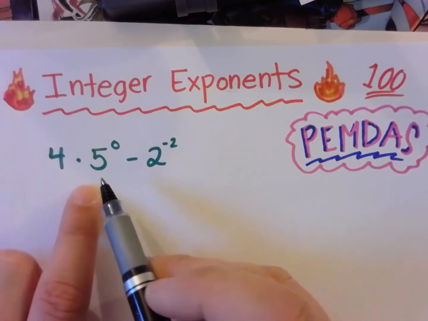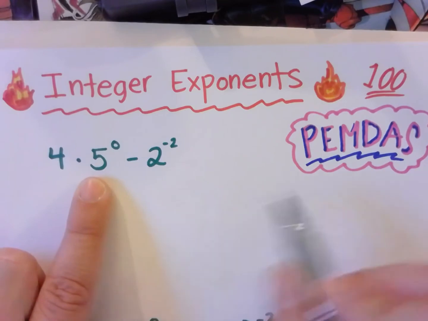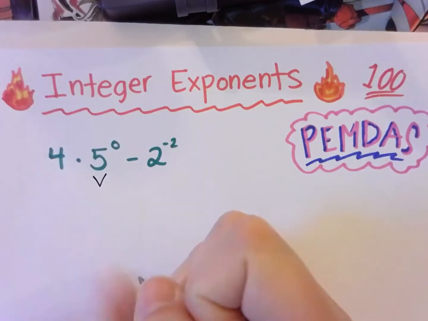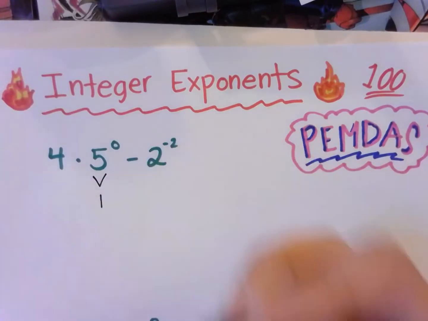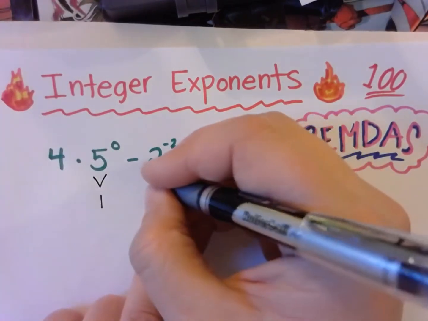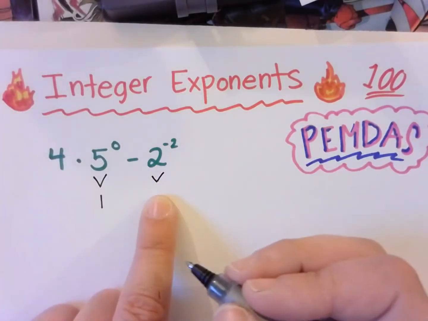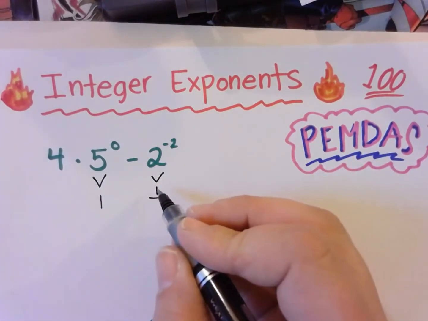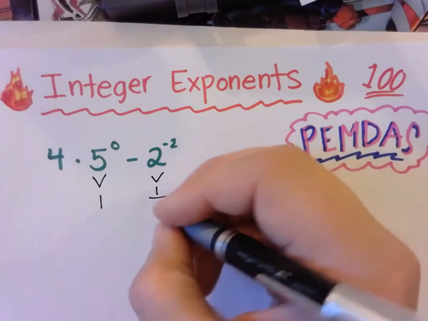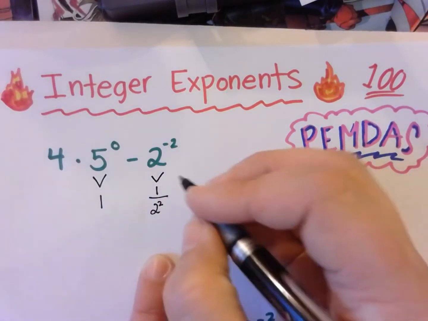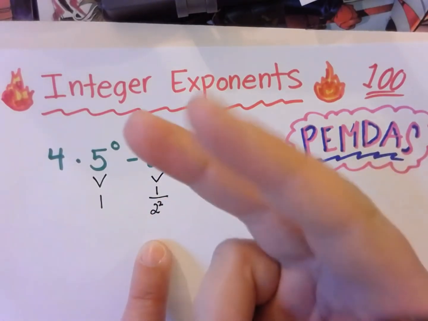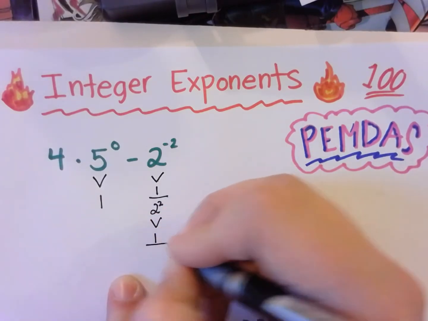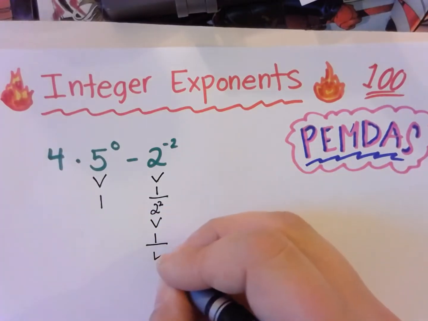Okay, so let's start with our exponents because that is what PEMDAS tells us to do. So 5 to the 0 power. Anything to the 0 power is 1. And I'm going to come over here. 2 to the negative second power. So remember, our negative exponents are going to be 1 over, and then that's going to be 2 to the second power because we will have divided by 2 times. So that is 1 over 2 times 2 is 4.